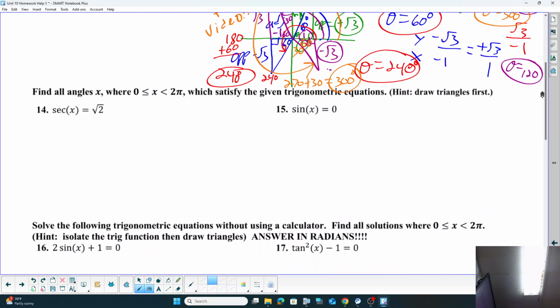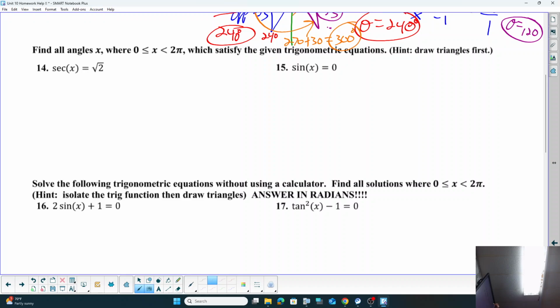Okay, now it says find all the angles in radians now. It's asking for the radians. So give it a try on your own. We're doing radians now instead of degrees. Ooh, this one's a little tricky. Why is this tricky? Because what about the units? What about the quadrant angles?